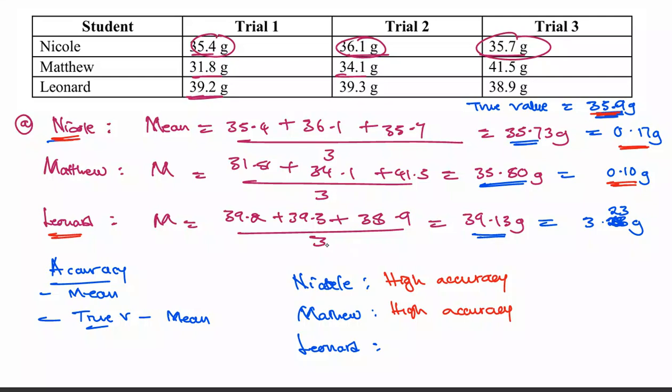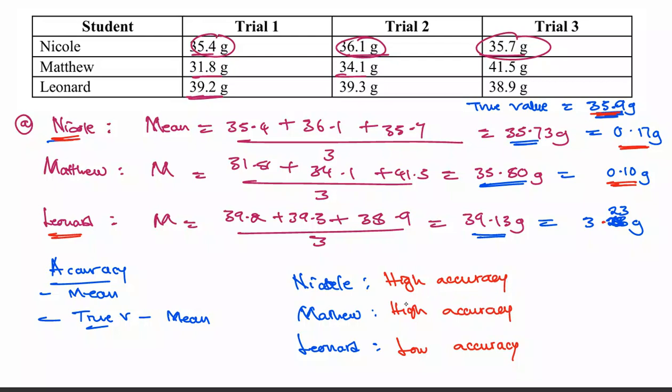But when we talk of Ronald, we are going to find that he made a mistake of 3.23 to the true value. That mistake is very big. We can't tolerate that. So he has low accuracy. Because I said that the smaller the value, the higher the accuracy, and vice versa.